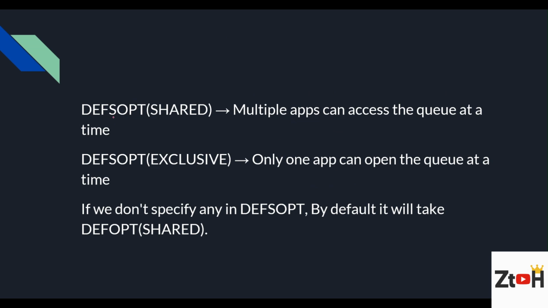If default share option is shared, which means multiple applications can access the queue at the time. If the default share option is exclusive, which means only one application can open the queue at the time. If we do not specify any in default share option, by default it will take default share option of shared.